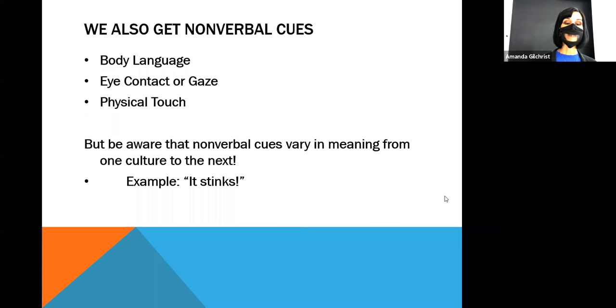Okay, so we also get nonverbal cues. So we get body language. So if two people are having a conversation and I walk up to them and one of them kind of turns more towards their speaking partner, what are they sending the message? They're sending a message that I am not included in this conversation. Body language can really tell us a lot. Eye contact or gaze can tell us a lot.